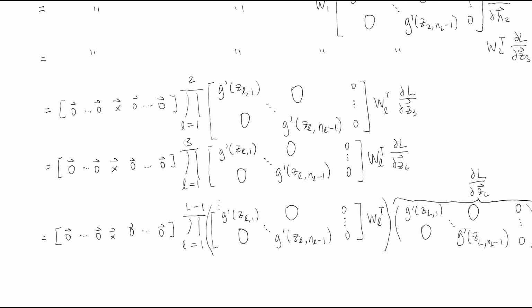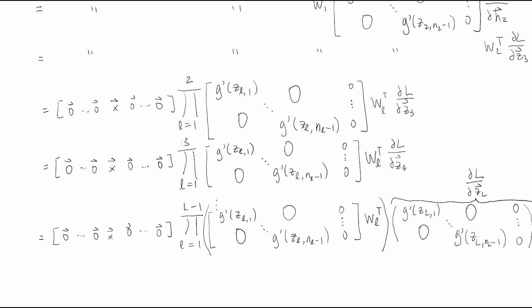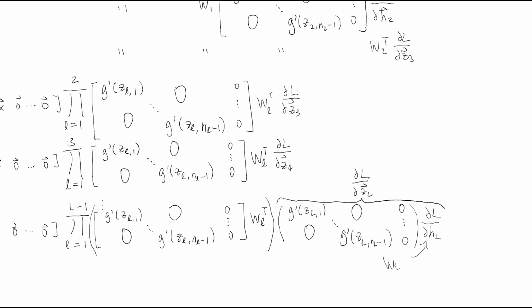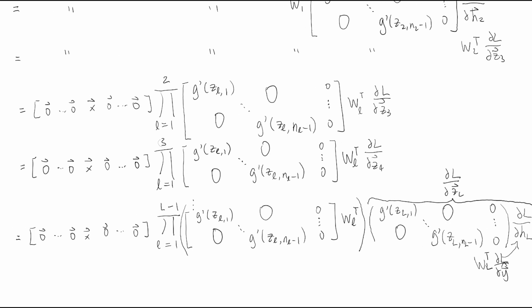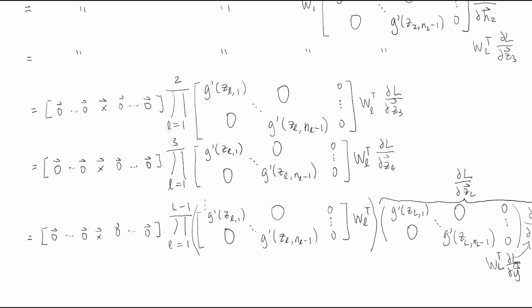And then I think we'll just write one more line and then we're going to be done. This part is just going to be WL, W capital L transpose, partial L partial Y hat. So now putting everything together, our final result is going to be collecting this last part into the product, and then at the end we're still going to get a partial L partial Y hat.